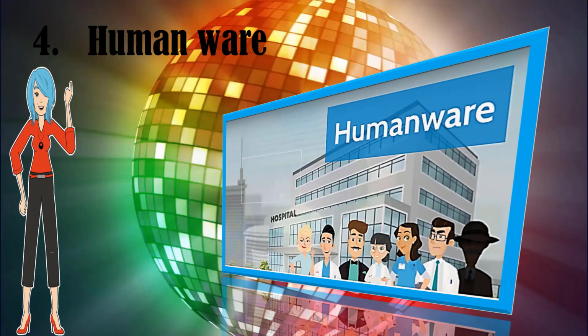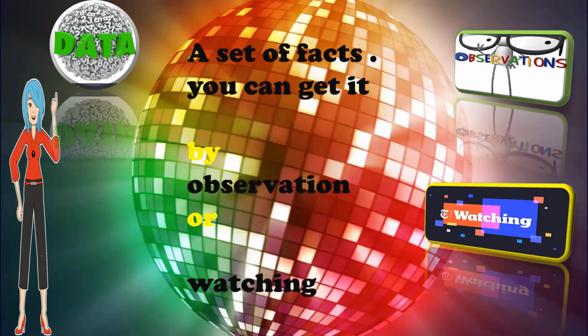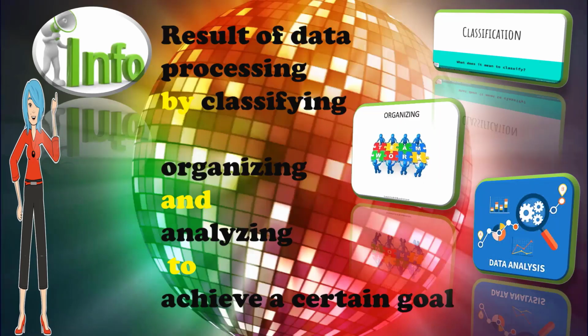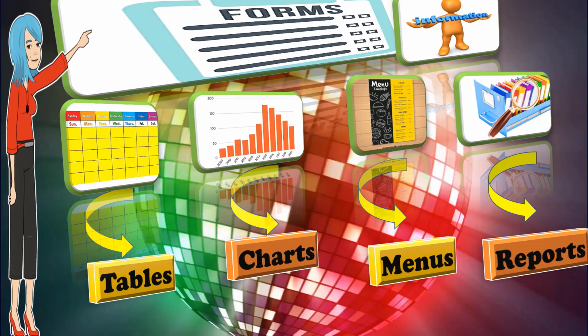Let's start explaining data and information. Data is a set of facts. You can get it by observation or watching. Information is defined as a result of data processing by classifying, organizing, and analyzing to achieve a certain goal. Data has forms. What are they? Numbers, letters, and symbols. Information also has forms. What are they? Tables, menus, charts, and reports.